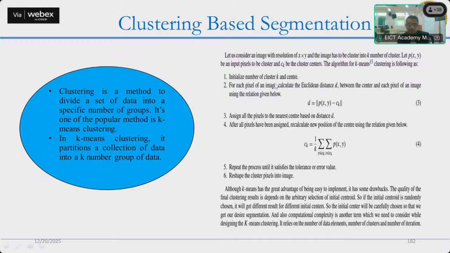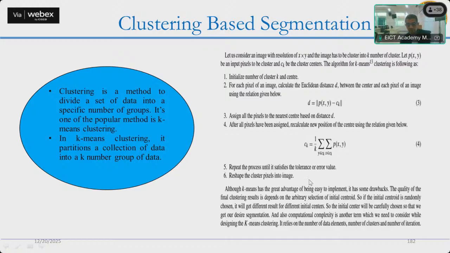Initially, we set the number of clusters. For each pixel, you calculate the Euclidean distance between the center and the pixel. Then you assign all pixels to the nearest center based on distance. After all pixels have been assigned, you recalculate the new position of the center using the formula given below. You repeat this process until it satisfies the tolerance or error value. Then you reshape the clustered pixels into an image.